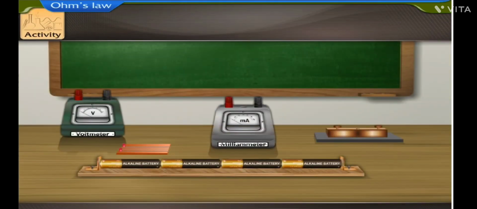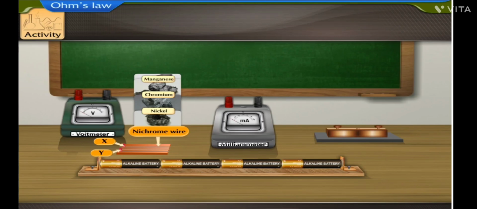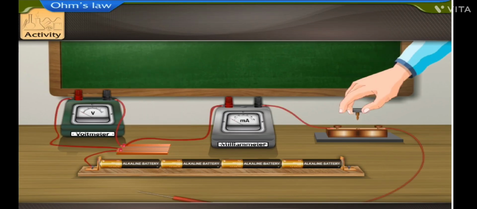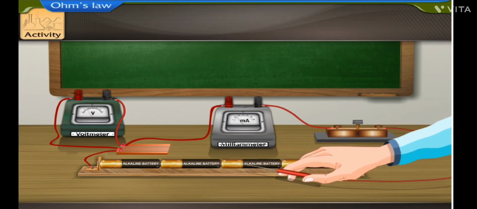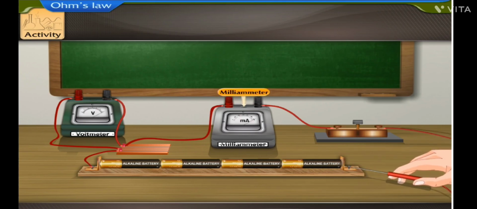Activity. Let us use a nichrome wire, XY, as a resistance. Nichrome is an alloy of nickel, chromium, manganese, and iron. Connect the wire to a circuit to find the amount of current flowing through it when different potential differences are applied across it. An ammeter is connected to measure the current flowing through the wire. A voltmeter is connected across the nichrome wire to measure the potential difference across it. A plug key is used to set the current in the circuit as on or off.